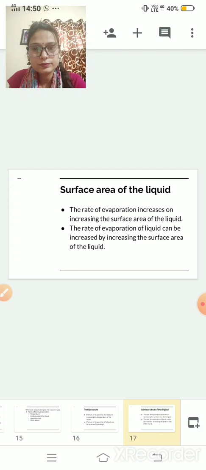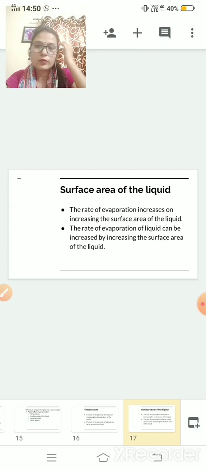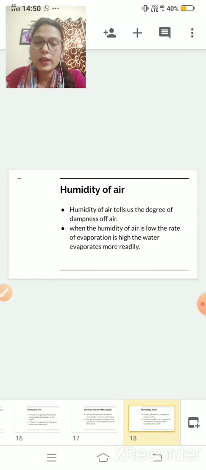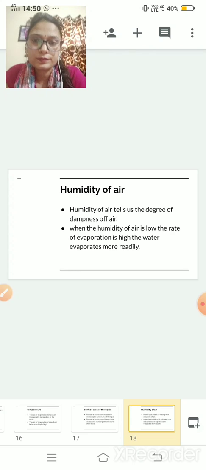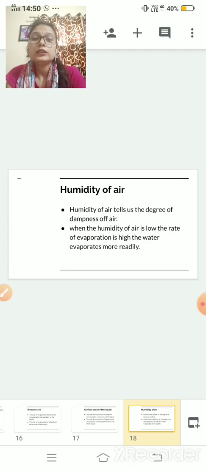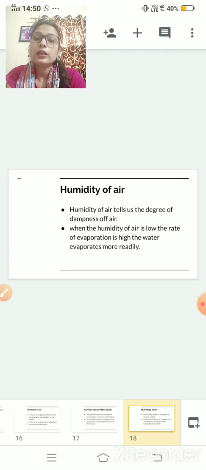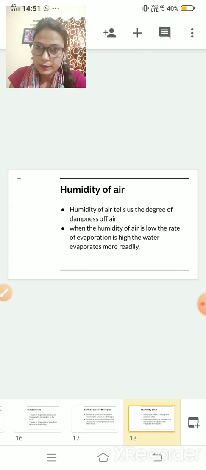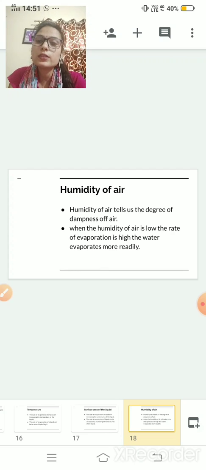Clear? I think. So shall we move on to the next point? Now, humidity of air. What do you mean by humidity? Basically, humidity means if water molecules are present in the air, then we can say that the air is humid. That means if the humidity is more, your rate of evaporation is less because water vapor is already there.